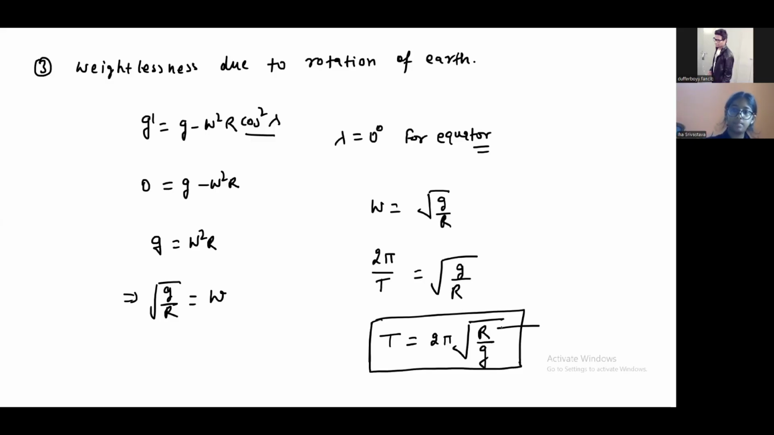Here r is the radius of earth. When we put the value of the radius of earth, do you know what the radius of earth is? 6400 kilometers is the radius of earth. We need to convert it into meters, and we also know the g value is 10 meter per second square. Then when we put these values, we get the value of omega as well as the value of the time period.